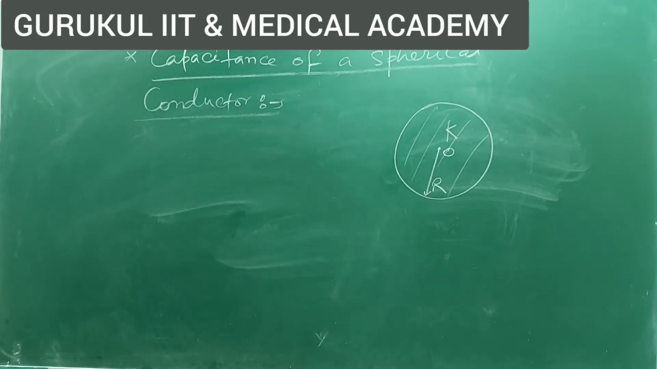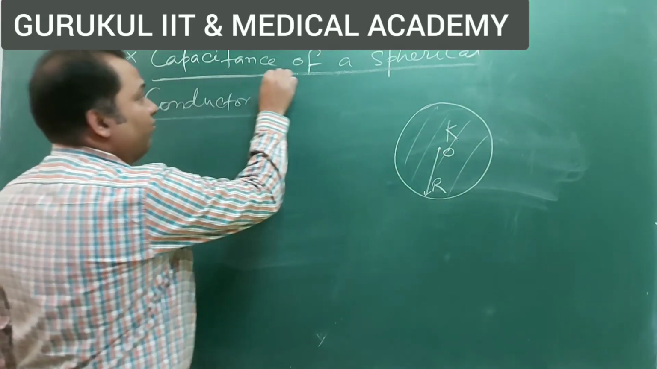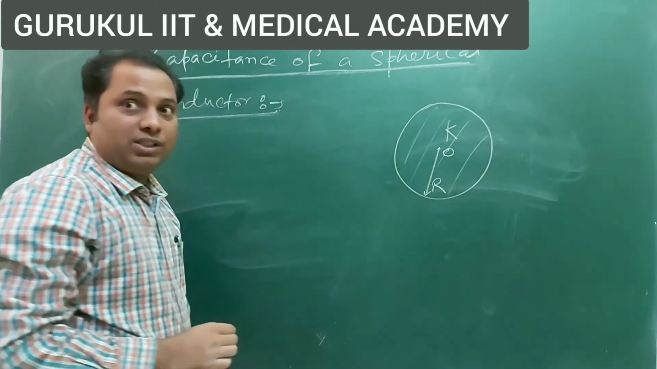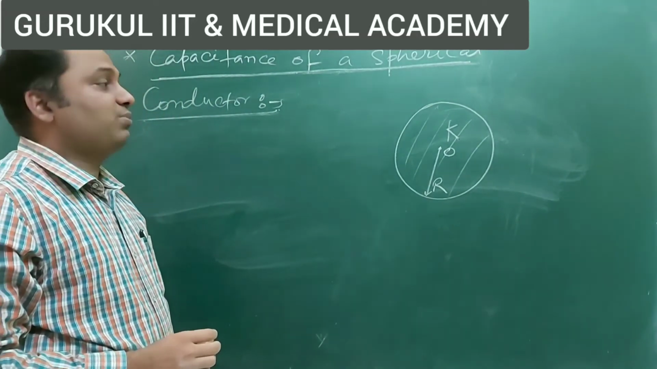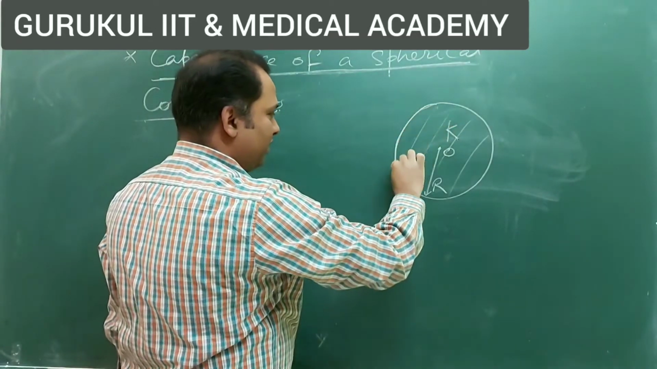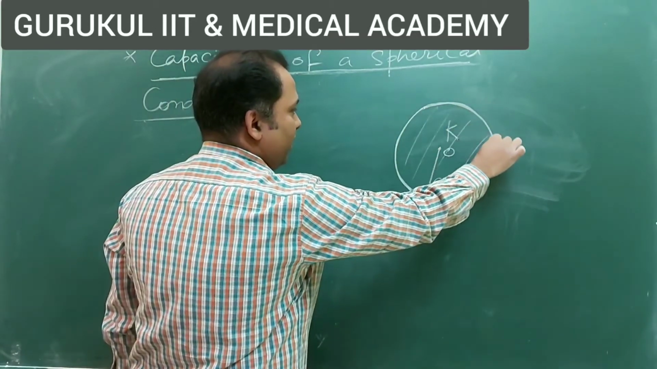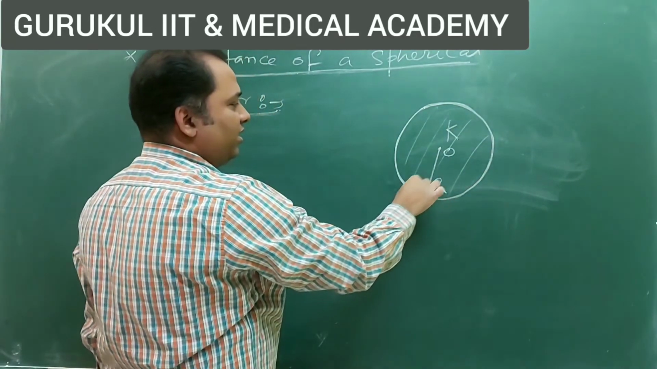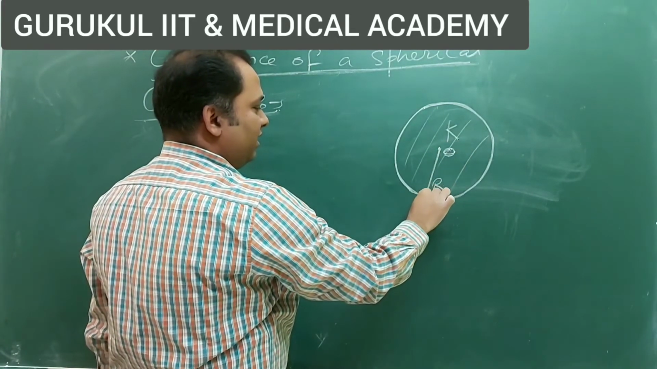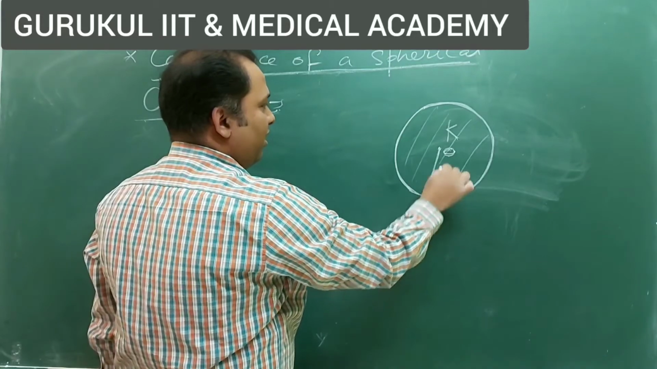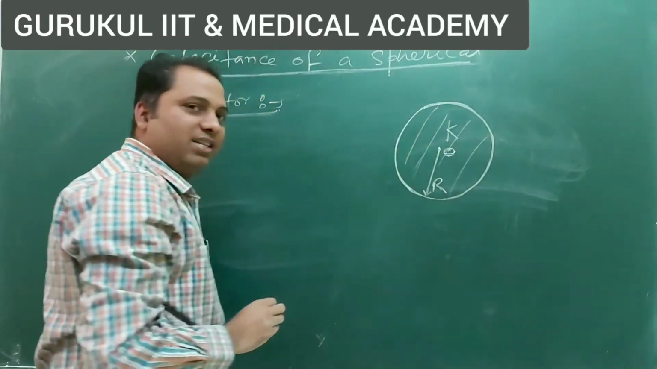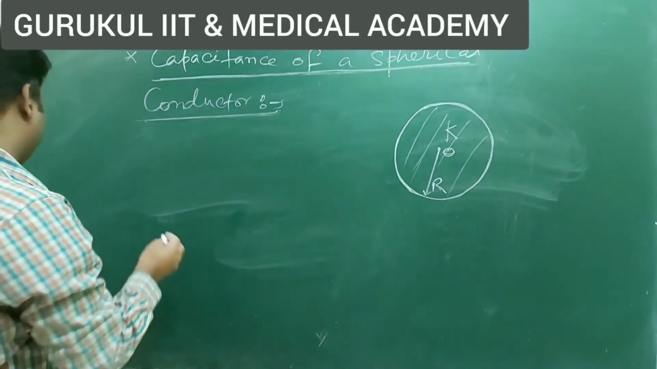Okay, now let's see the capacitance of a spherical conductor. What do we have to study? Capacitance of a spherical conductor. Suppose we have a spherical conductor. Okay, this is a spherical conductor. This is the center O, and it has radius R, and a dielectric medium of dielectric constant K is inserted inside the spherical conductor.